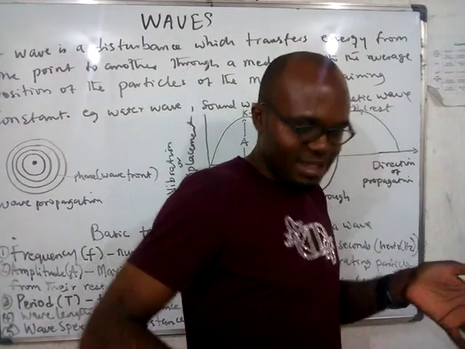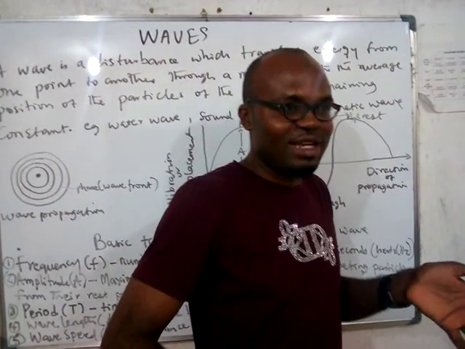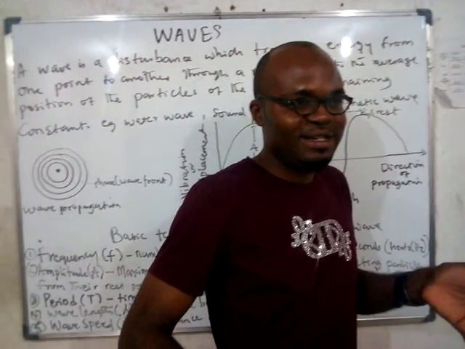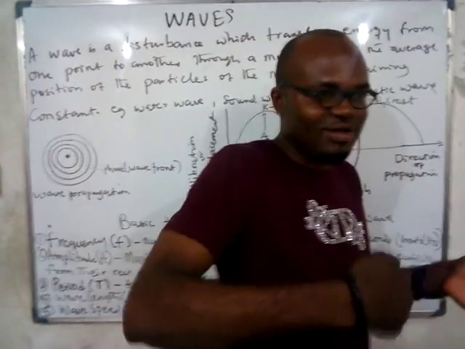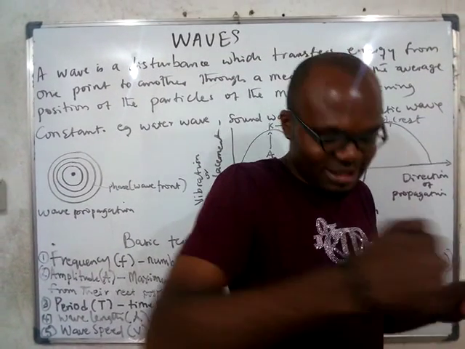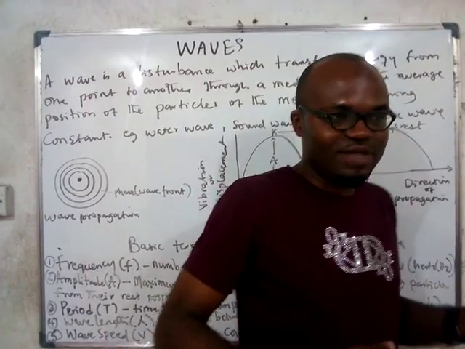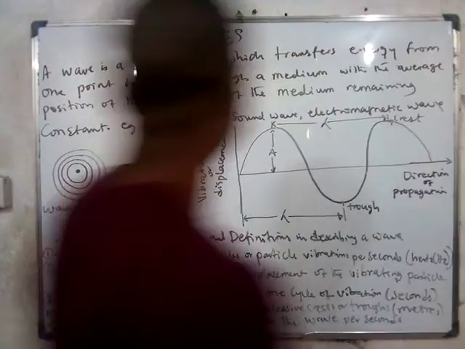Is that clear? Yes. The highest high is known as what? Crest. The lowest low is known as what? Trough. The distance between two highs is known as what? Wavelength. Whereas the distance between the high and the level without disturbance is known as what? Amplitude. Is that clear? Yes.